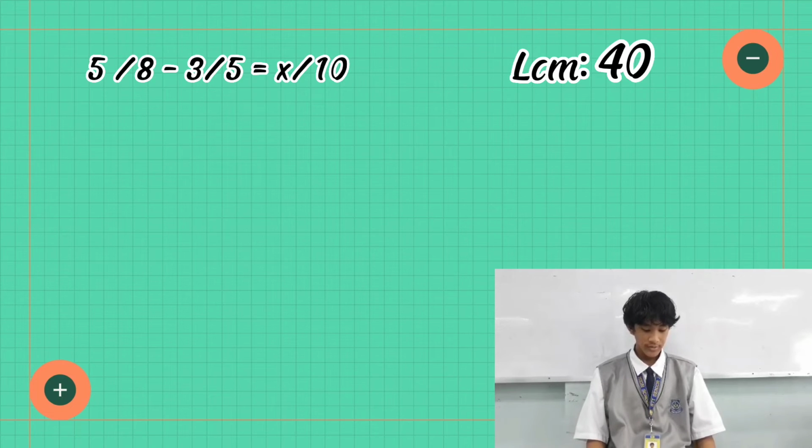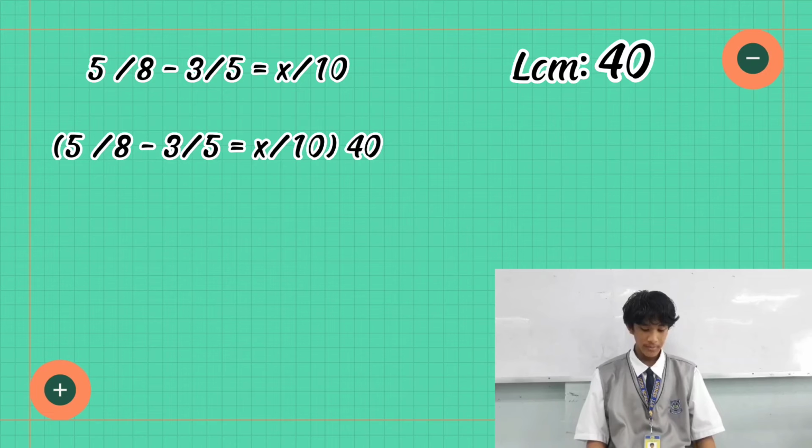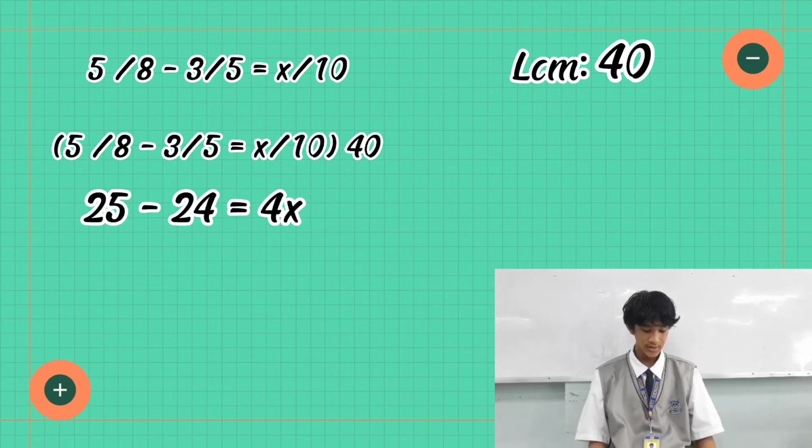So we now have the quantity of 5 over 8 minus 3 over 5 is equal to x over 10, multiplied by the quantity of 40. The next thing, 40 divided by 8, multiplied by 5, so we have 25. Copy the operation, which is subtraction. And 40 divided by 5, multiplied by 3, is equal to 24. The last one is 40 divided by 10, multiplied by our x, is equal to 4x.